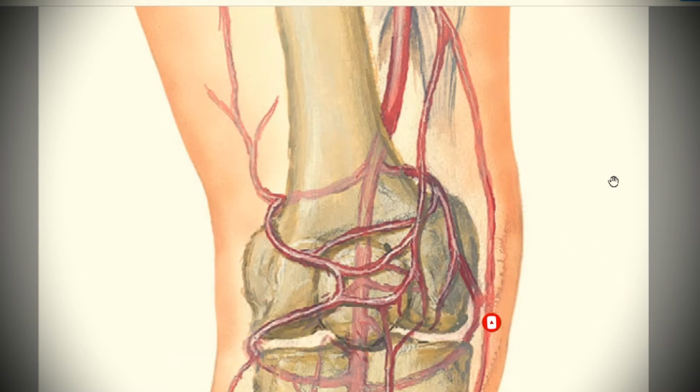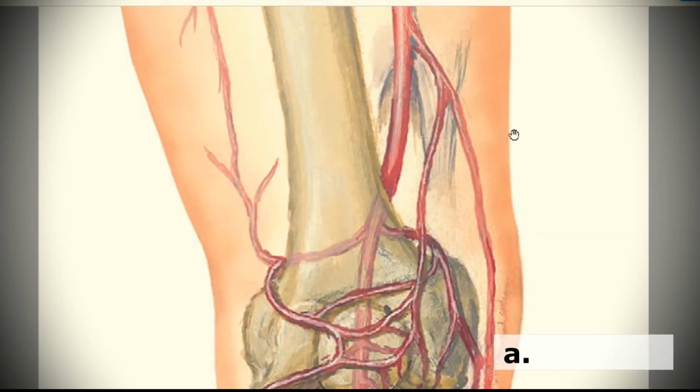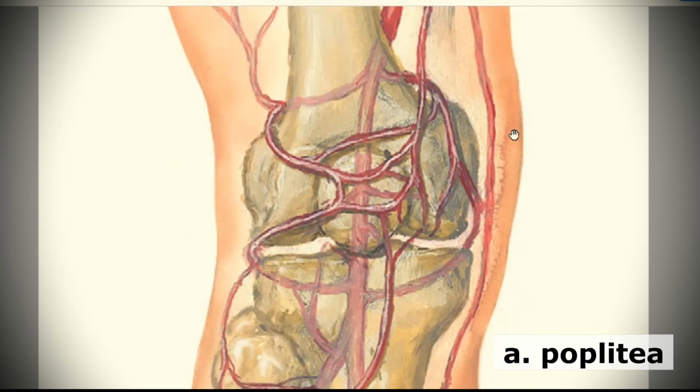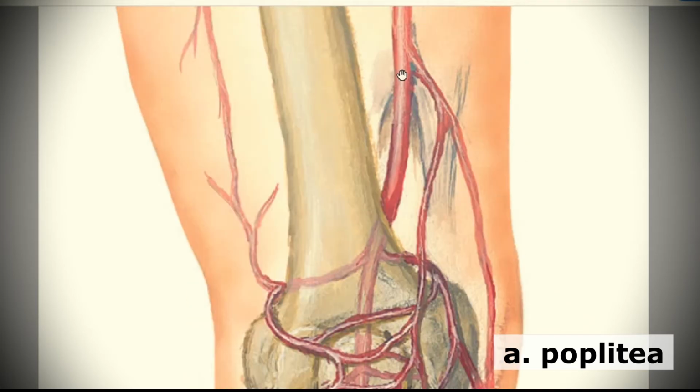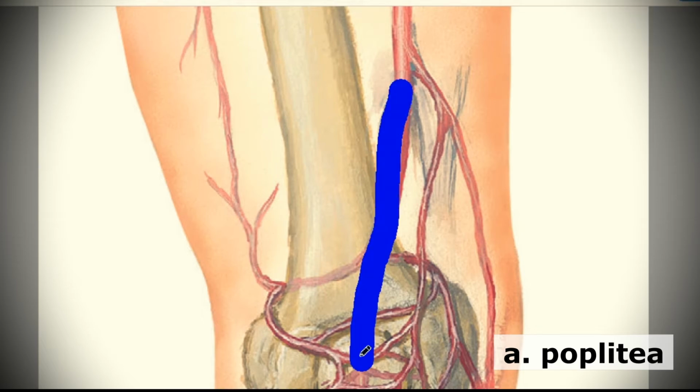And today we're going to speak about arteries of the leg and foot. We will start with the popliteal artery. As you remember, arteria femoralis goes through canalis adductorius, and when it exits this canal via hiatus adductorius, it becomes arteria poplitea. So here is the popliteal artery.